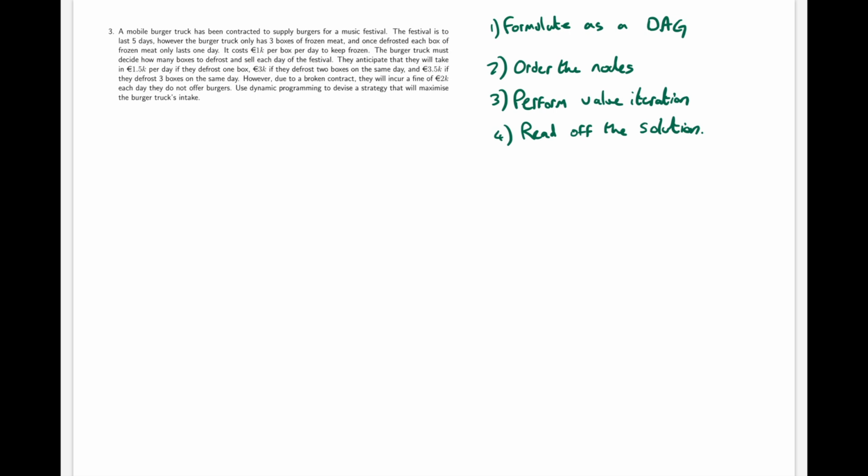So first we want to formulate this as a directed acyclic graph, but it doesn't immediately look like a problem on a graph. So we are going to look for a way to represent the state of the system as nodes, and edges are going to represent ways that we can transition from one state to another. They could be actions. So what is the important information about the state of the system? If I turn up to the burger truck and I ask them what's going on, they will immediately say it is day 2 of the festival and I have 3 boxes of meat left. So the important information is what day of the festival it is and how many boxes of meat they have left.